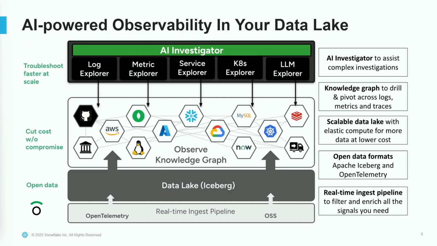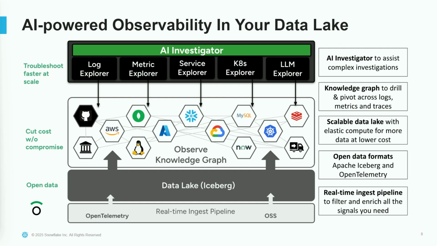Here you go, Chen. Observe is a cloud-native SaaS observability platform that we built for fast troubleshooting and low cost while processing a large amount of telemetry data. So there are several things that we've done differently to allow us to do this.